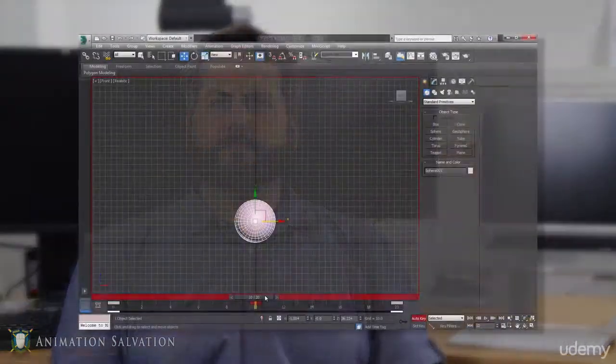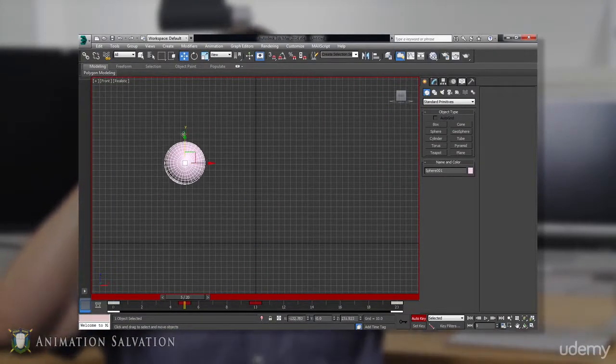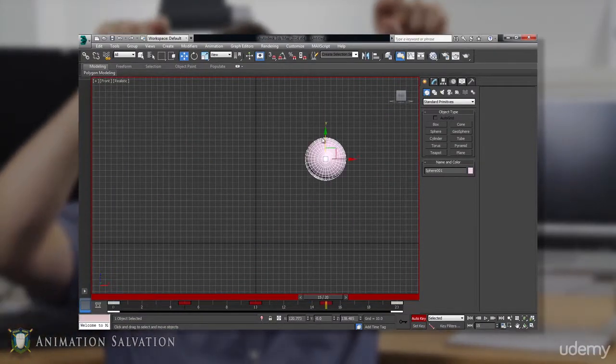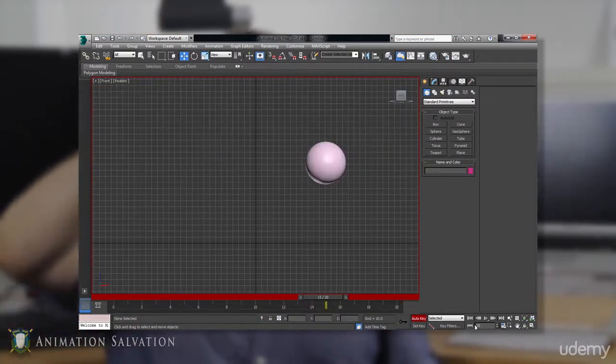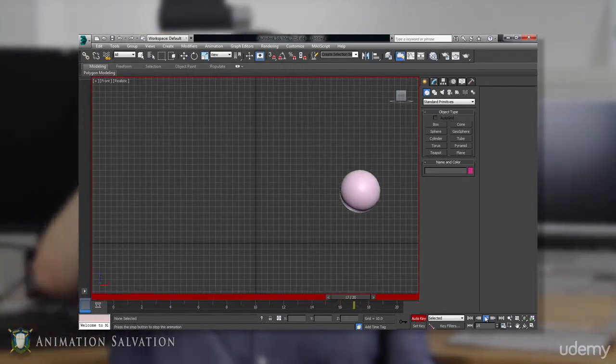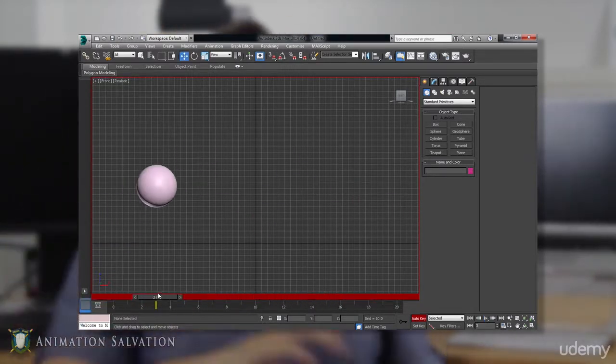No ease. Now at frame 5 and 15, I want you to move the ball up along its vertical axis about equal to one of its own heights. And again, linear keys. So now you should have a ball bouncing in a sawtooth pattern across your screen. Now let's add some arcs.